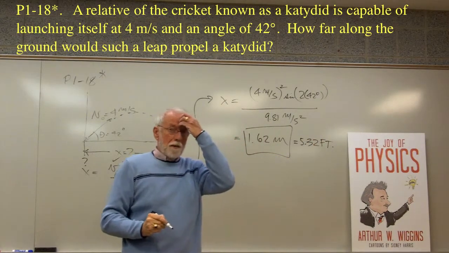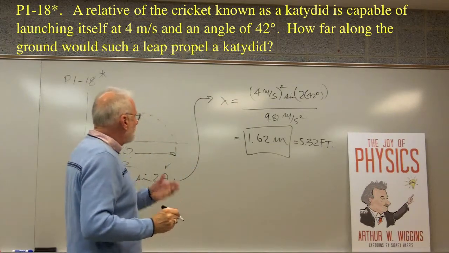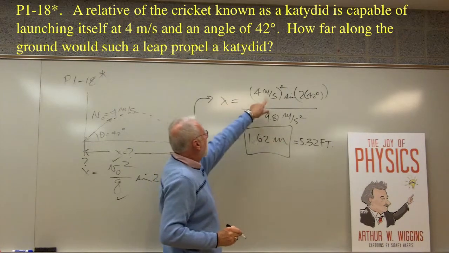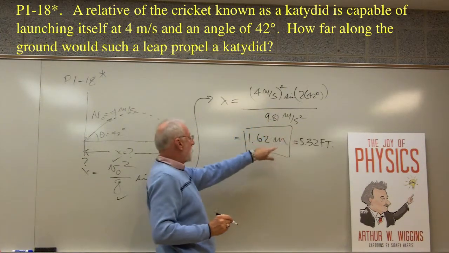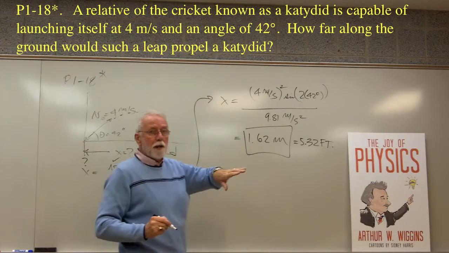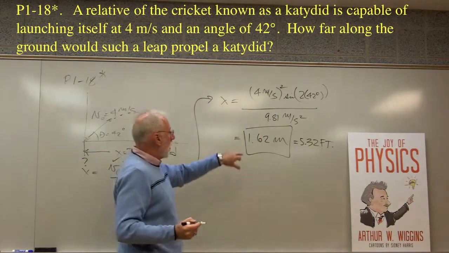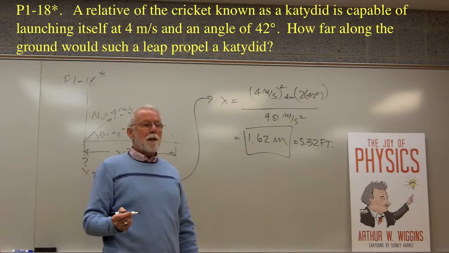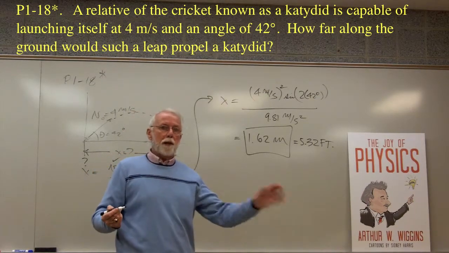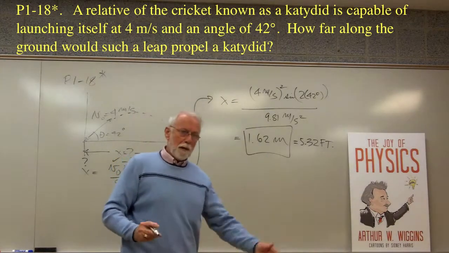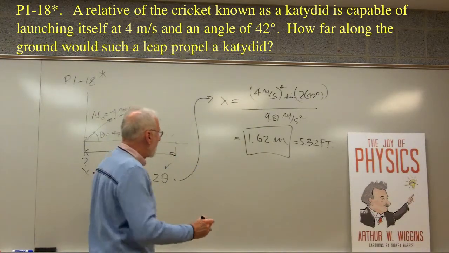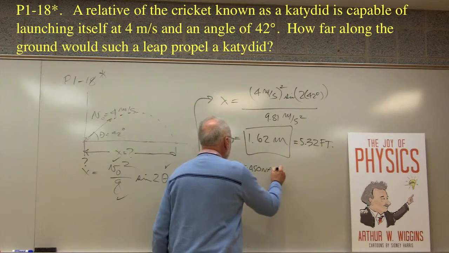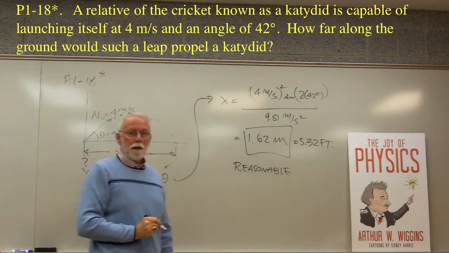So then, you always have to ask the question, is this reasonable? Well, first of all, one reasonable part about it is the unit, meters squared over second squared divided by meters over second squared, the only surviving unit is meters. This is good. It's a distance. We want it to be in meters. The number of 1.62 meters, 5.32 feet, does that seem about right? Did you ever see a cricket, which I'm sure is like a katydid, jump, and do they jump about 5 feet? Probably seems about right. So it seems maybe this will pass the reasonability test. So we may be good. Great.